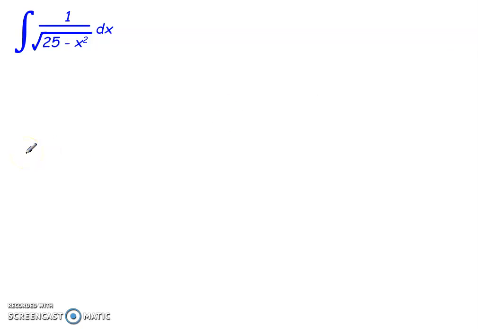So the first one, integral of 1 over square root of 25 minus x squared dx. Now remember, the integral of dx over square root of a squared minus x squared has a standard integral form, sine minus 1 of x over a, and then plus c, my constant of integration, obviously when it's not a definite integral.